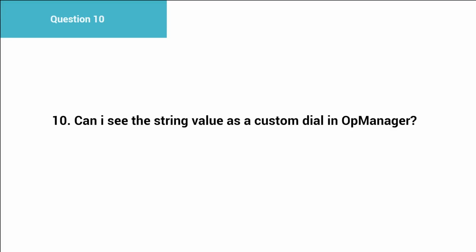Last but not least, can I see a string value as a custom dial in OpManager? Currently we don't have this option to show the string value as a custom dial. However, in the future we are going to track this with the custom field string value and display it in OpManager. So yes, in a future release, we definitely have this option coming up.